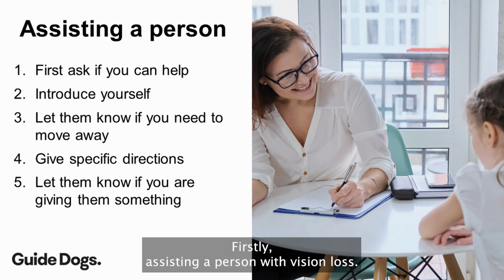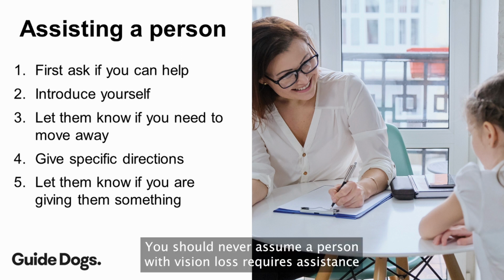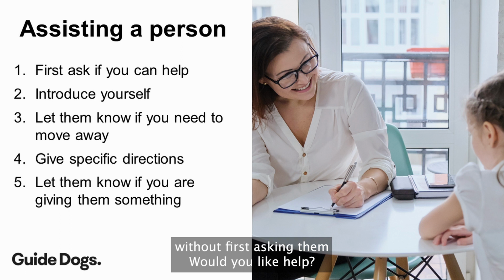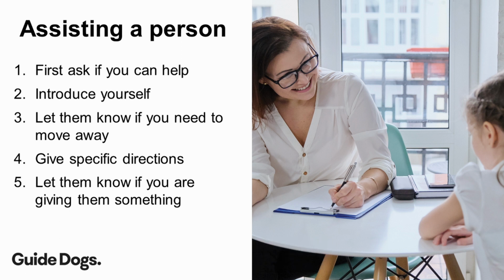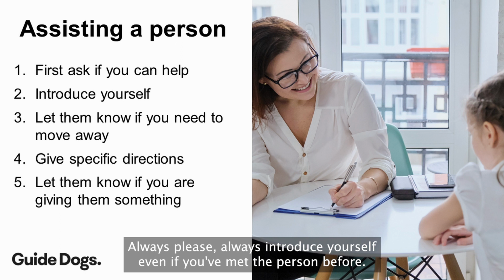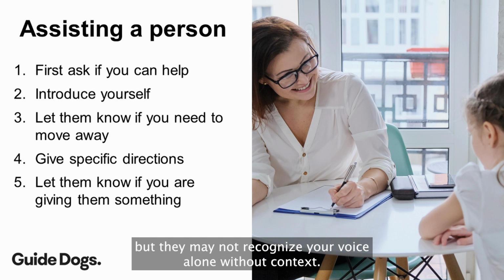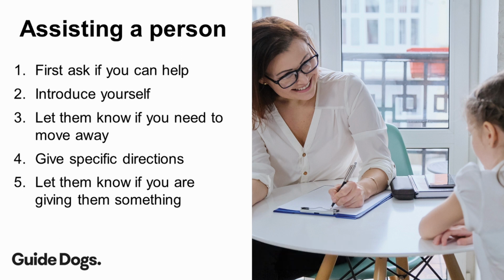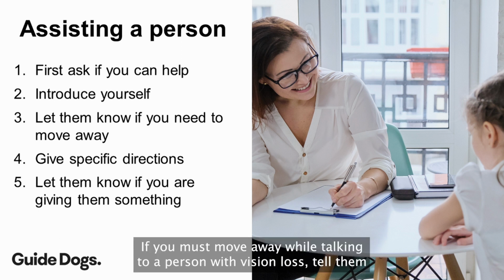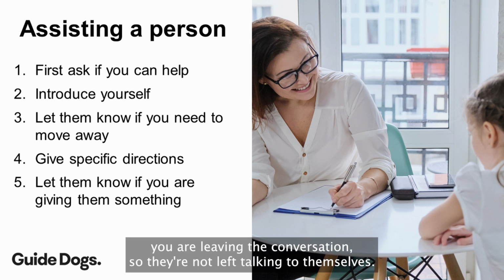Firstly, assisting a person with vision loss. You should never assume a person with vision loss requires assistance without first asking them, would you like help? Always, please, always introduce yourself, even if you've met the person before. They may know who you are, but they may not recognize your voice alone without context. You don't need to raise your voice, just speak clearly. If you must move away while talking to a person with vision loss, tell them you are leaving the conversation so they're not left talking to themselves.